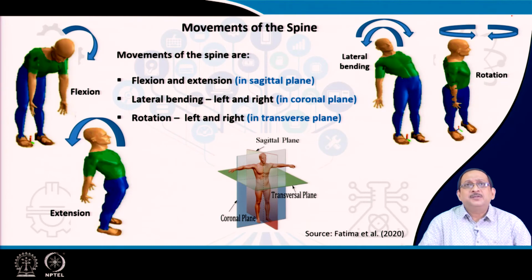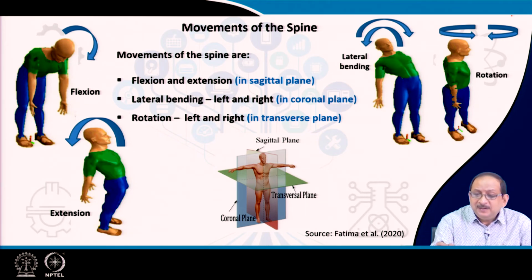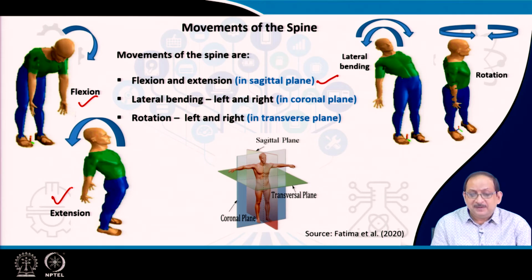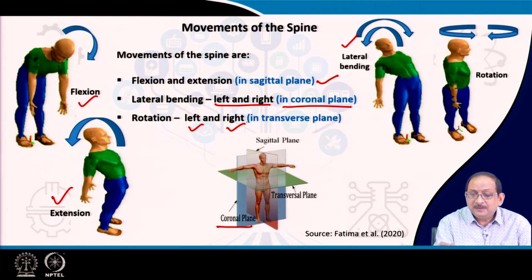Let us discuss the movements of the spine. Flexion and extension in the sagittal plane, as indicated here in the figure: bending forward, bending backwards in the sagittal plane. Lateral bending, left and right, in the coronal plane. And rotation, left and right, measured in the transverse plane.